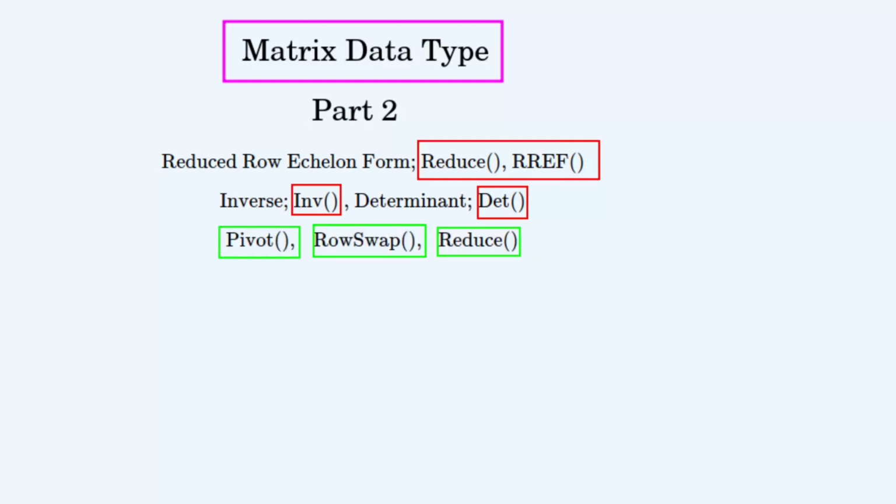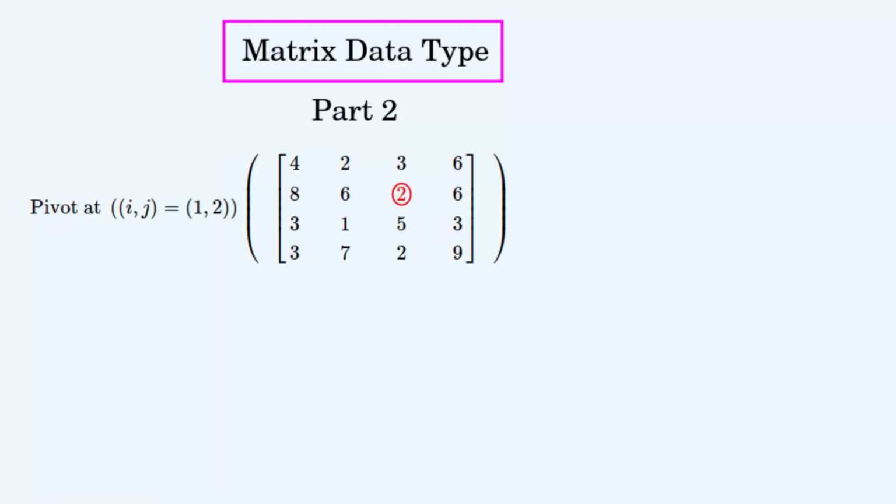We'll see how these three functions can be wrapped up into one function and found all at once to save time. This function will be called reduce, and it will use these other two functions called pivot and row swap. So the first function we'll look at is pivot, and this is what this function does.